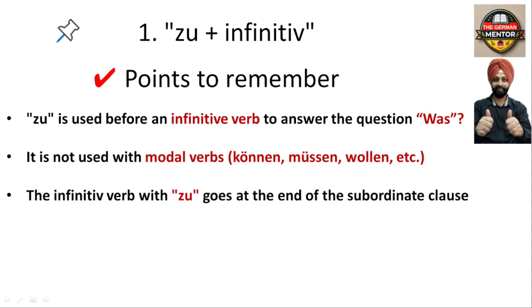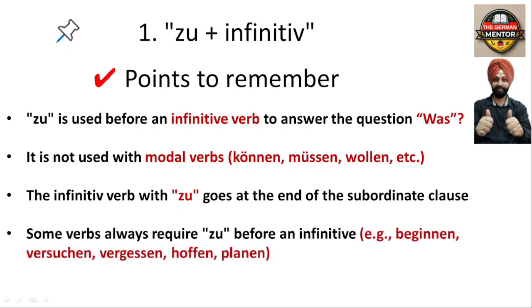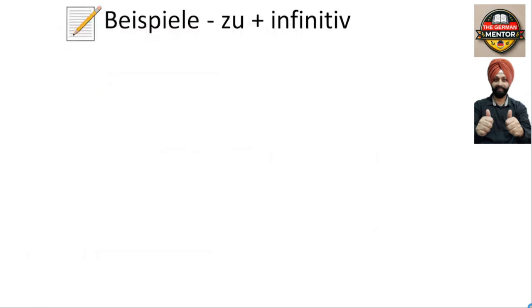The third point which you have to keep in mind: the infinitive verb with zu goes at the end of the subordinate clause. In the next slide, when I explain the main clause and the subordinate clause, you will see this part in the coming examples. And the fourth point: some verbs always require zu before an infinitive. I have written some of them, for example: beginnen, versuchen, vergessen, hoffen and planen. In the next slide, I will explain one by one with some sentences.